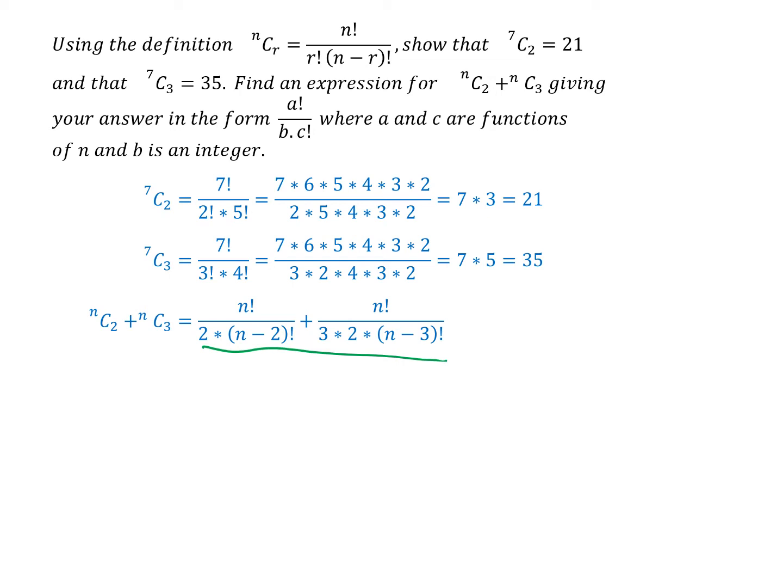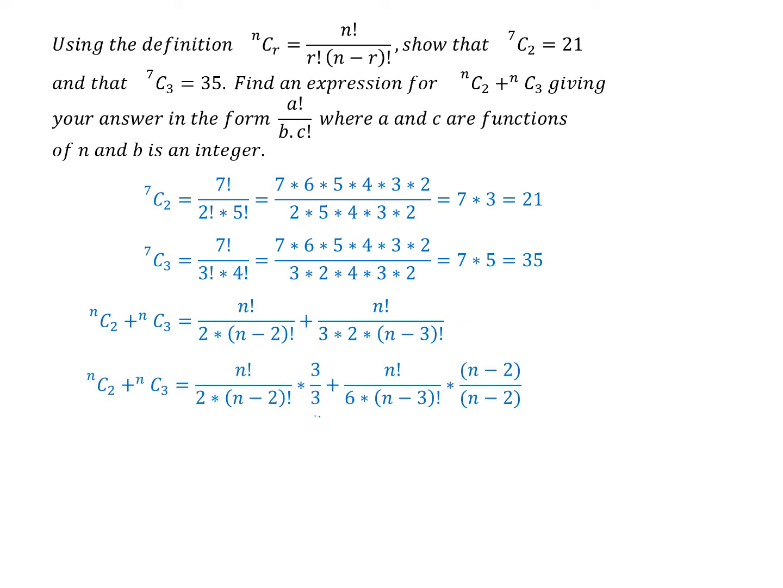So on this side, I've got 2. Here I've got 3 times 2. So what I need to do is multiply the top and bottom of this fraction by 3. Here I've got n minus 2 factorial, and here I've got n minus 3 factorial. So I have to multiply this one by n minus 2 over n minus 2 in order for the denominators to be the same as the other one. This is what it looks like when it's smartened up.